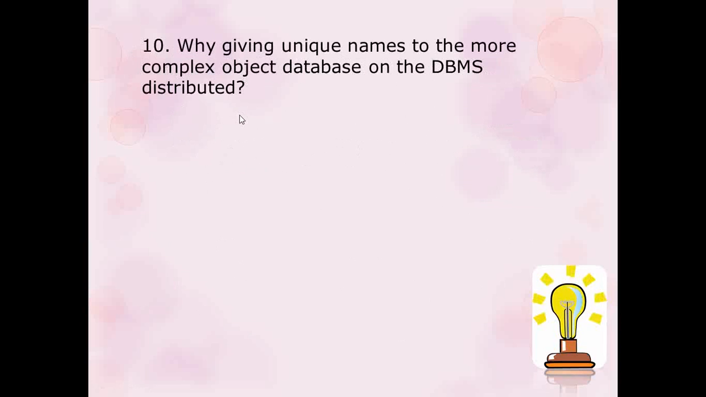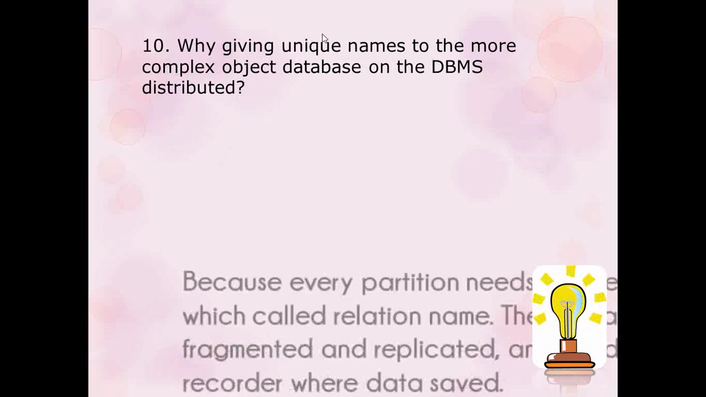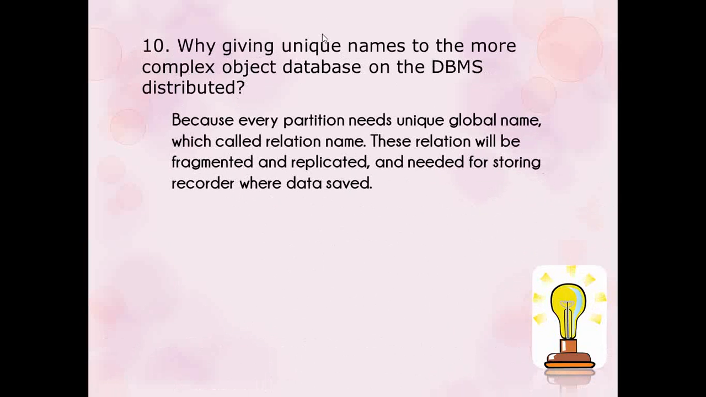The last question, I think. The 10th question: why give unique names to the complex objects in a distributed DBMS database? Because every partition needs a unique global name, which is called the relation name. This relation will be fragmented and replicated, and we need a record of where the data is saved. That's why we have to give unique names to every complex database object.